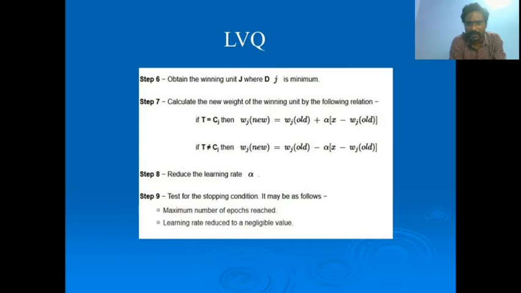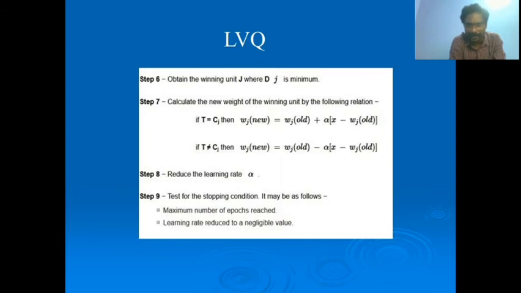If t equals C(j), then w_j(new) equals w_j(old) plus alpha times (x minus w_j(old)). Similarly, if t is not equal to C(j), then the formula is given: in the first formula, instead of plus we put minus, and everything else is the same. In step 8, we need to reduce the learning rate alpha. So that is to be done in step 8.